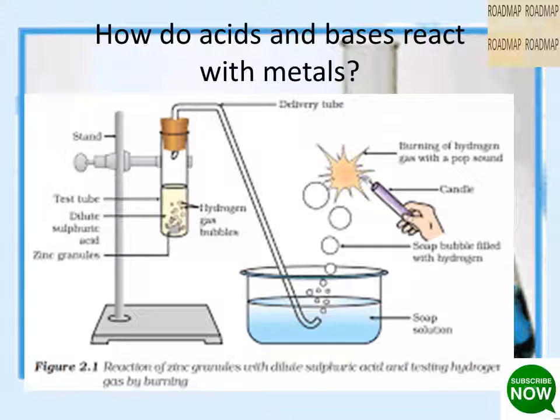Now, how do acids and bases react with metals? This is the activity which should be done with the teacher's assistance. Set the apparatus as shown in the figure. Take about 5 ml of dilute sulfuric acid in a test tube and add a few pieces of zinc granules to it. What do you observe on the surface of the zinc granules?